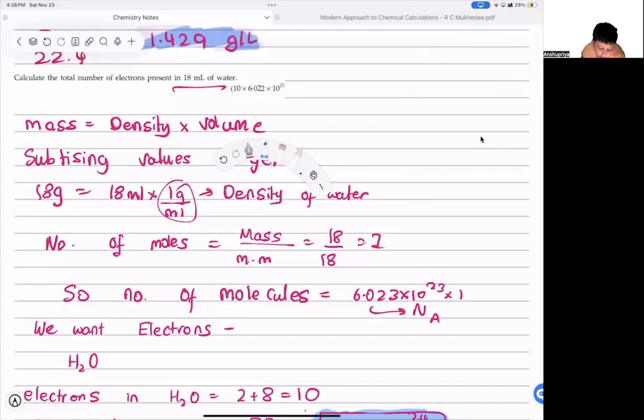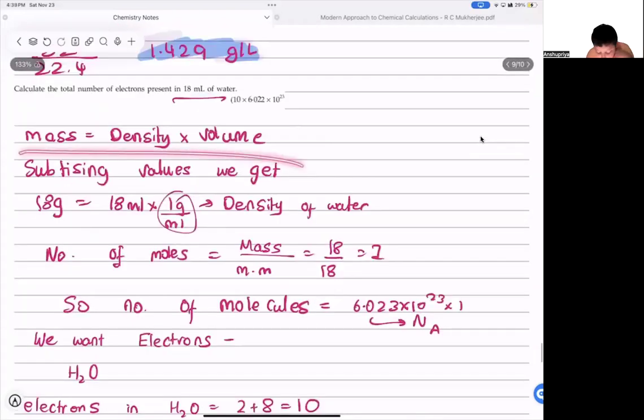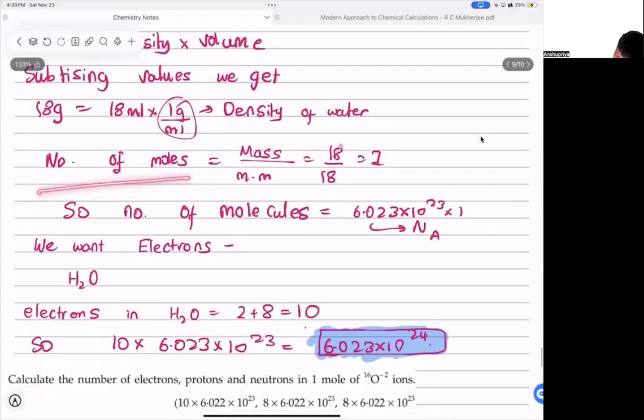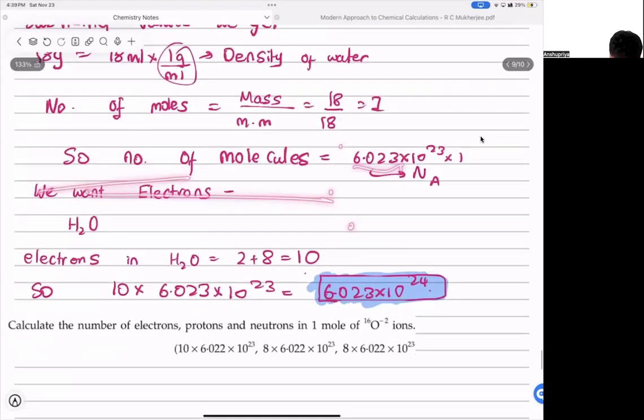We need to calculate the total number of electrons present in 18 ml of water. So mass is equal to density times volume. Substituting values, 18 grams is equal to 18 ml into 1 gram per ml, that is the density of water. So the number of moles will be 18 by 18, which is 1. So the number of molecules will be Na into 1, which is Na.